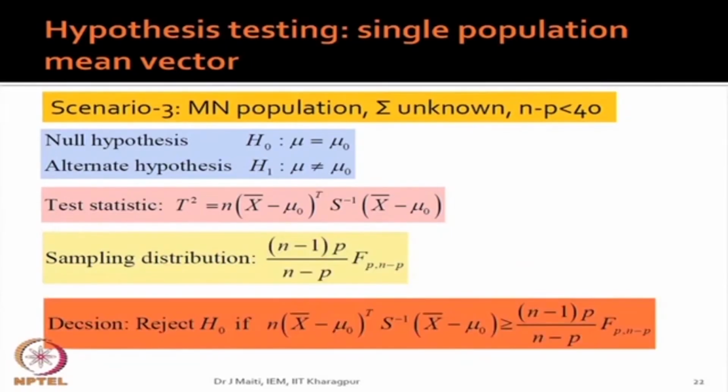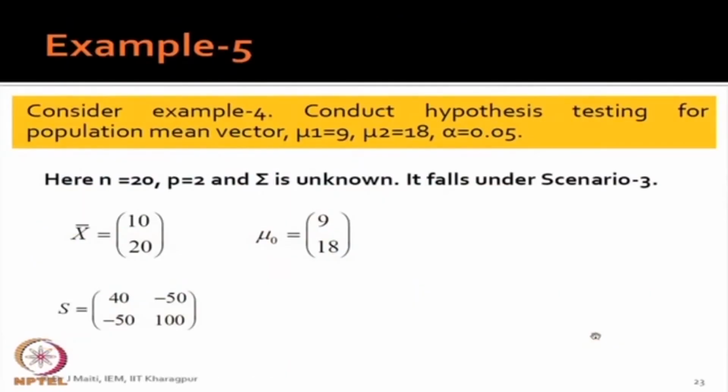Then scenario 3, you all know that you will be using the sampling distribution F. So, again your decision will be like this. Now, see one problem again. Consider example 4, conduct hypothesis testing for population mean vector mu 1 equal to 9 and mu 2 equal to 18, alpha equal to 0.05. See, x bar is given, mu 0 is given. What is your null hypothesis here? Mu 1, mu 2 equal to 9 and 18.